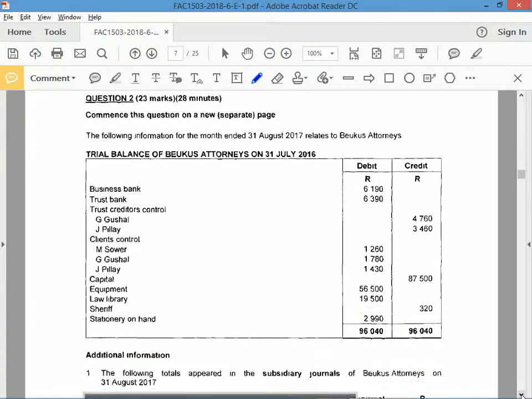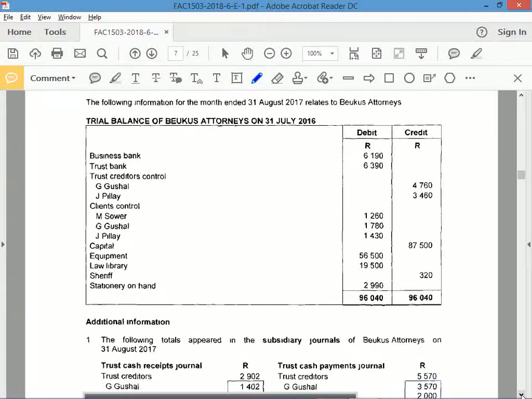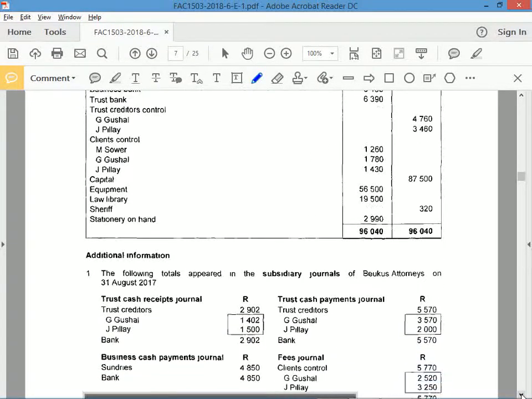The following information for the month ended 31st of August relates to B Attorneys. You've got all these balances. That's a trial balance. Good exam technique: scan it, get a feel for what they've given you, then look at the required, and then come back and see what we need to do next. Take that, there's a spare copy. Thank Francis for making an extra. Alright, so the trial balance, those are all the balances. Then I've got additional information.